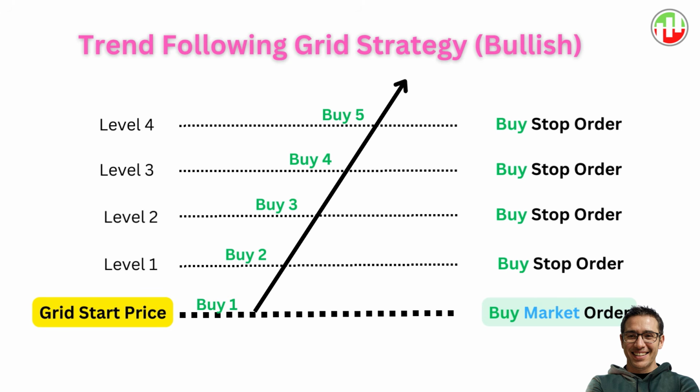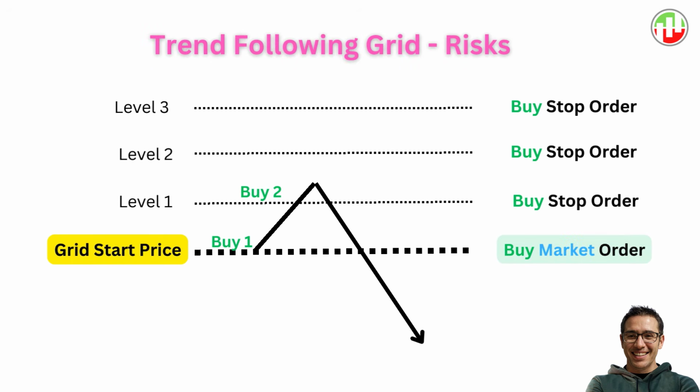Here is an illustration of a bullish trend following grid. In this case, you will notice that we first open a buy trade after determining the trend is bullish and then add the required number of grid levels with pending orders.